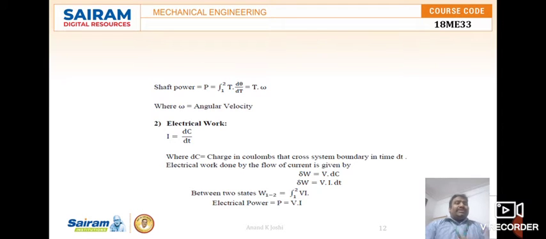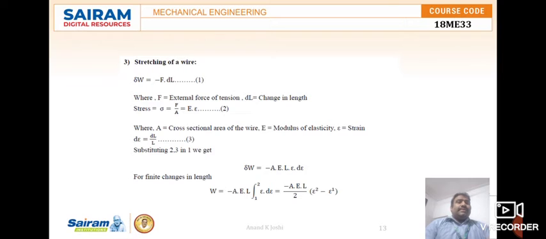Next we will discuss stretching of wire. If you take a wire and apply a force to stretch it, we are going to find out the work. So delta w is equal to minus f into dl. You may ask why the minus sign is mentioned: here, in the stretching of wire, work is done on the system, so minus f into dl.